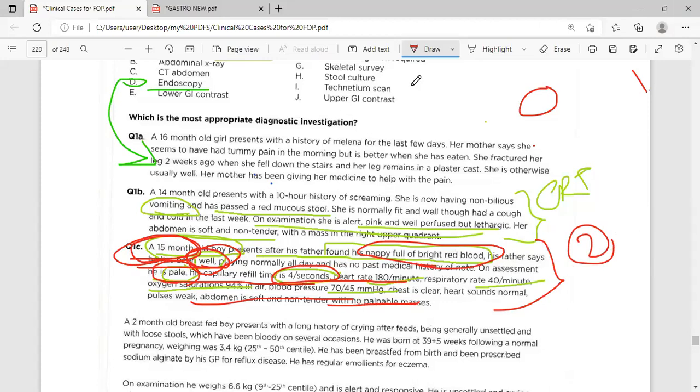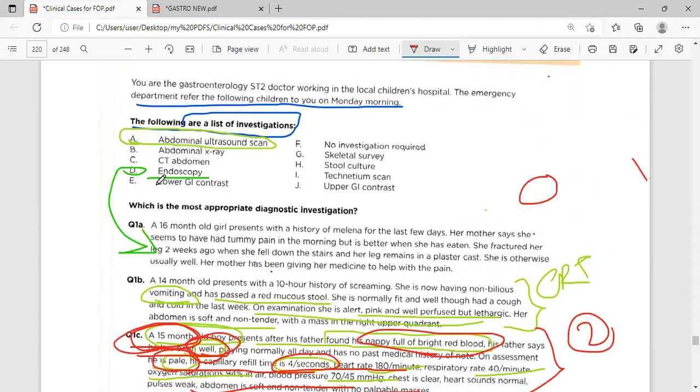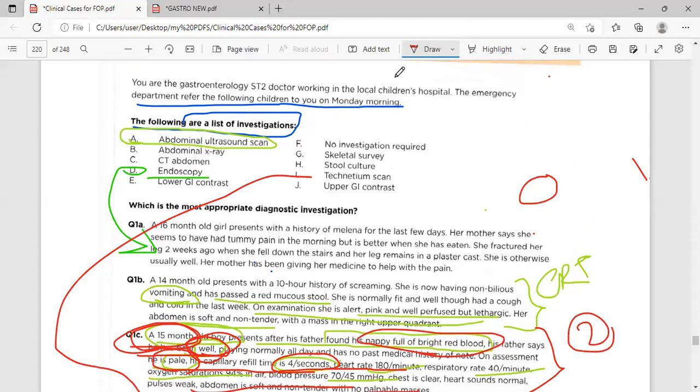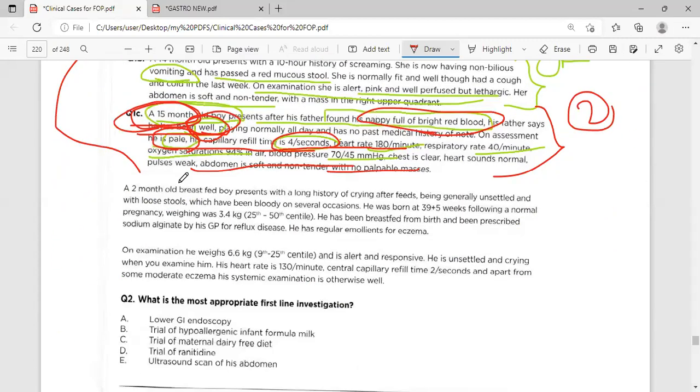So what is our choice of investigation here? Technetium scan. So we are going to do a technetium scan. Okay, so we are done with this. Next, let us move to our next question.